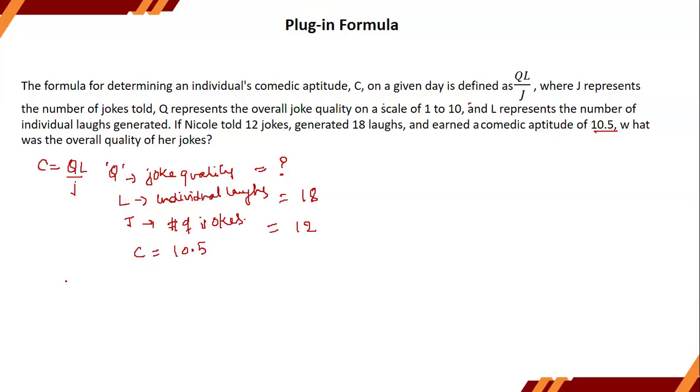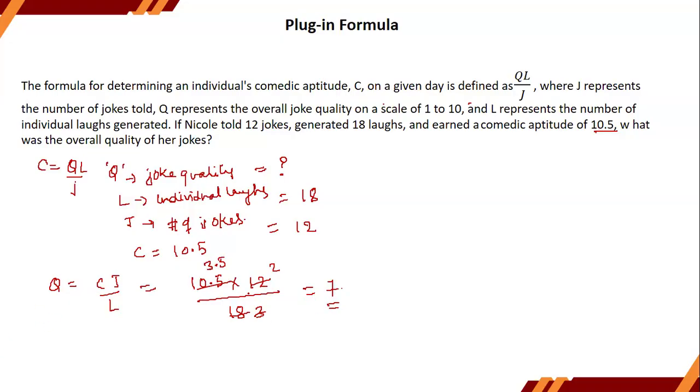So let us express Q now in terms of all other given variables. So Q is equal to Cj by L. So C is 10.5 and J is 12 and L is 18. So 6263. Then this goes by 3.5 and the quality of the jokes is 7, right? Overall quality of the jokes.